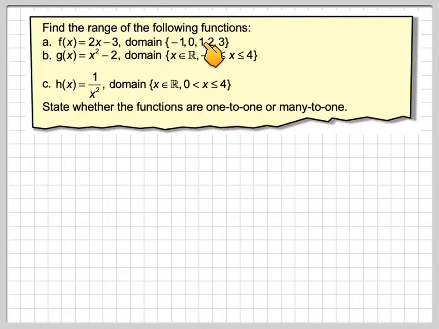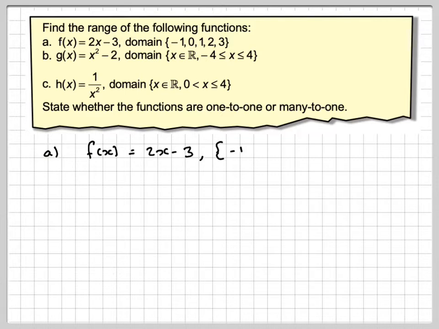Find the range of the following functions. So we've got f of x is 2x minus 3 with a domain of minus 1, 0, 1, 2, 3. g of x is x squared minus 2 with a domain of x belonging to real numbers, x being between minus 4 and 4 inclusive. And h of x is equal to 1 over x squared, domain x belongs to a set of real numbers between 0 and 4, not including 0, but we can include 4. State whether the functions are 1 to 1 or many to 1.